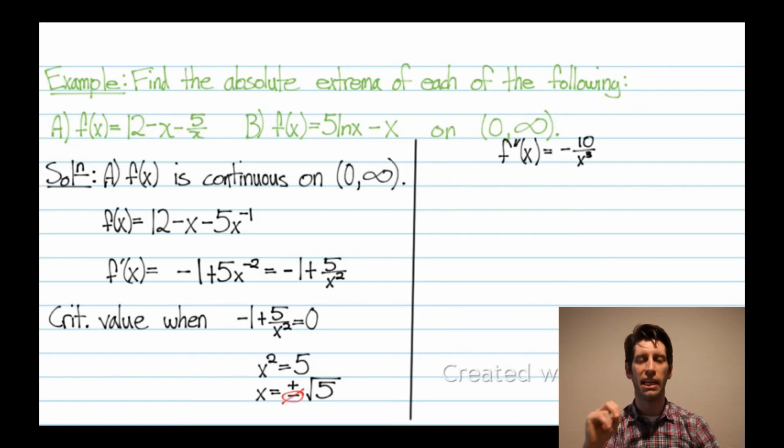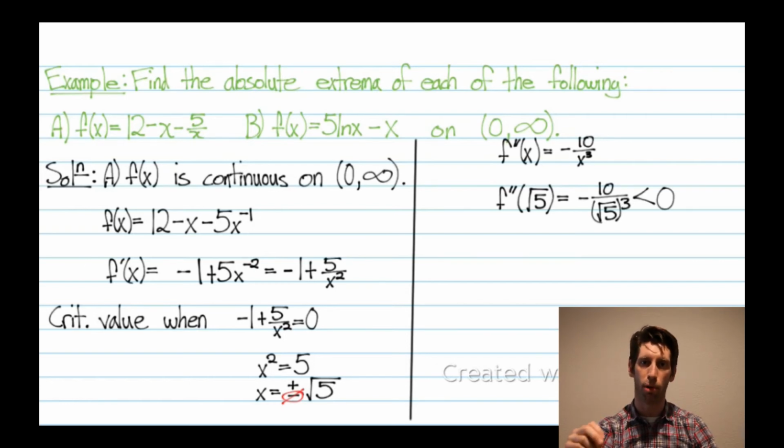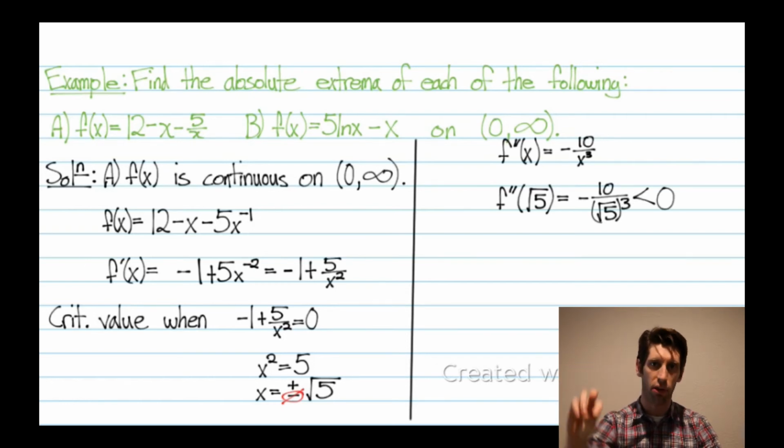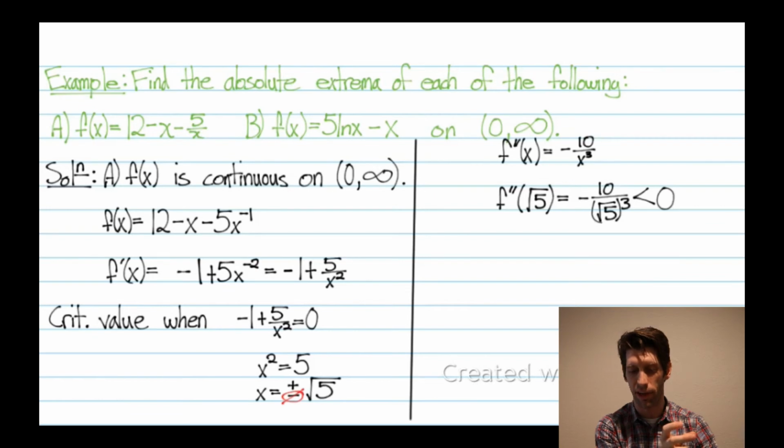So the next step, we need to take a look at the second derivative. Once again, for that, we can apply the power rule to f prime of x equals -1 plus 5x to the -2. And what we'll get is f double prime of x is -10 all divided by x cubed. Now, what we're interested in is f double prime at the critical number root 5. So we take that critical number and we plug it into the second derivative. And what we end up with is -10 over quantity root 5 cubed.